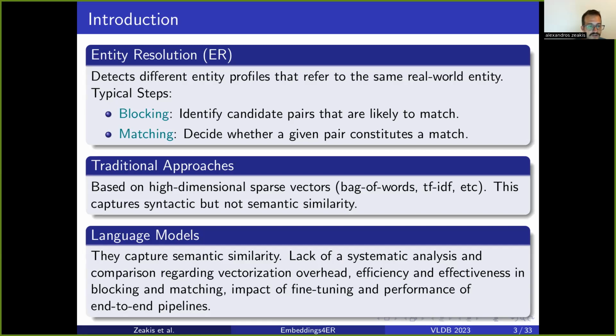Traditional approaches are based on high-dimensional sparse vectors like bag-of-words or TF-IDF vectors. These approaches capture syntactic but not semantic similarity. Language models, on the other hand, capture semantic similarity, but there is a lack of systematic analysis and comparison on various issues, such as vectorization overhead, efficiency and effectiveness of blocking and matching, impact of fine-tuning, and performance of end-to-end pipelines.